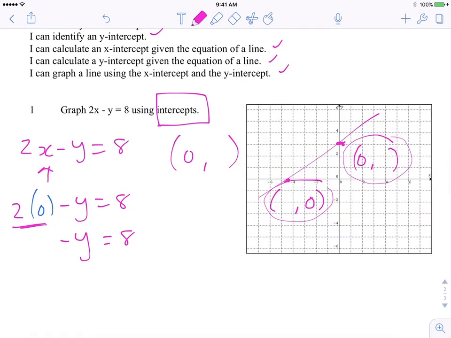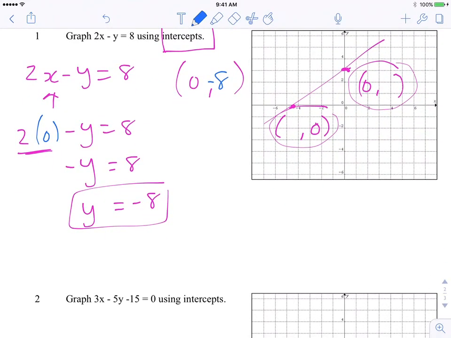But we're solving for y, not negative y. So we can divide both by negative 1, or you can multiply both by negative 1. Either way, you'll end up with y equal negative 8. So we just found out when x is 0, y is negative 8.